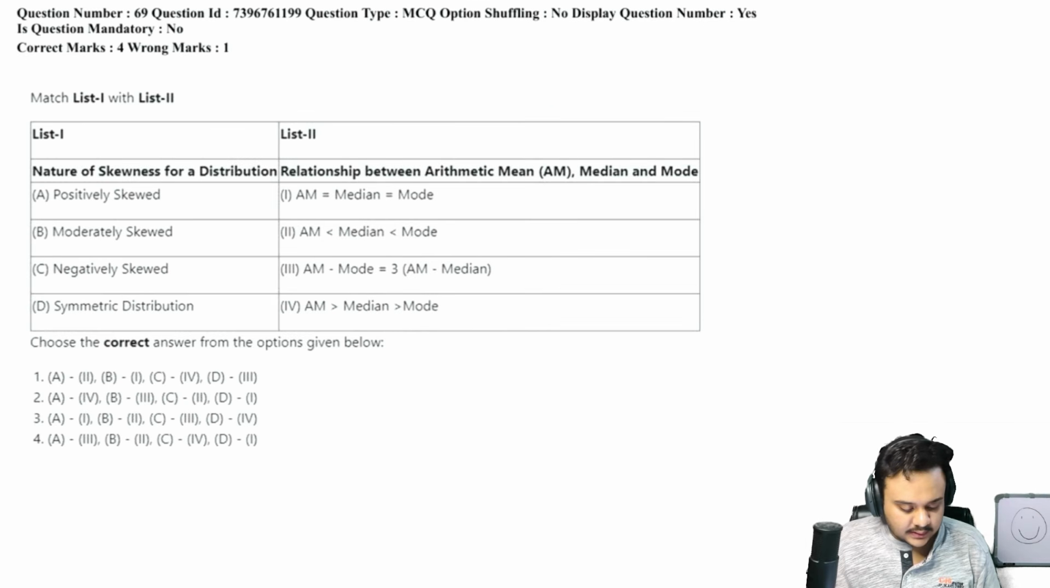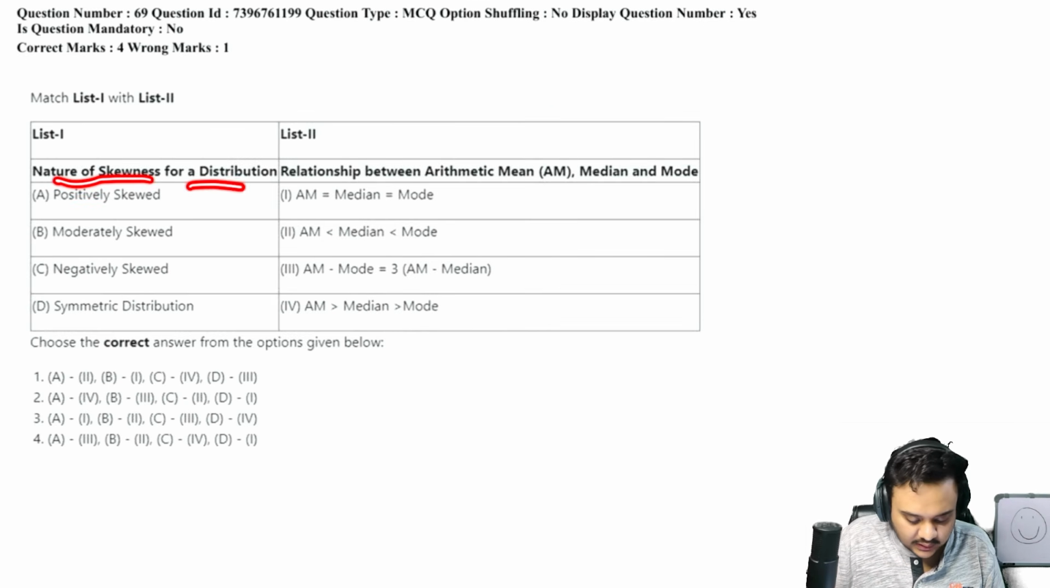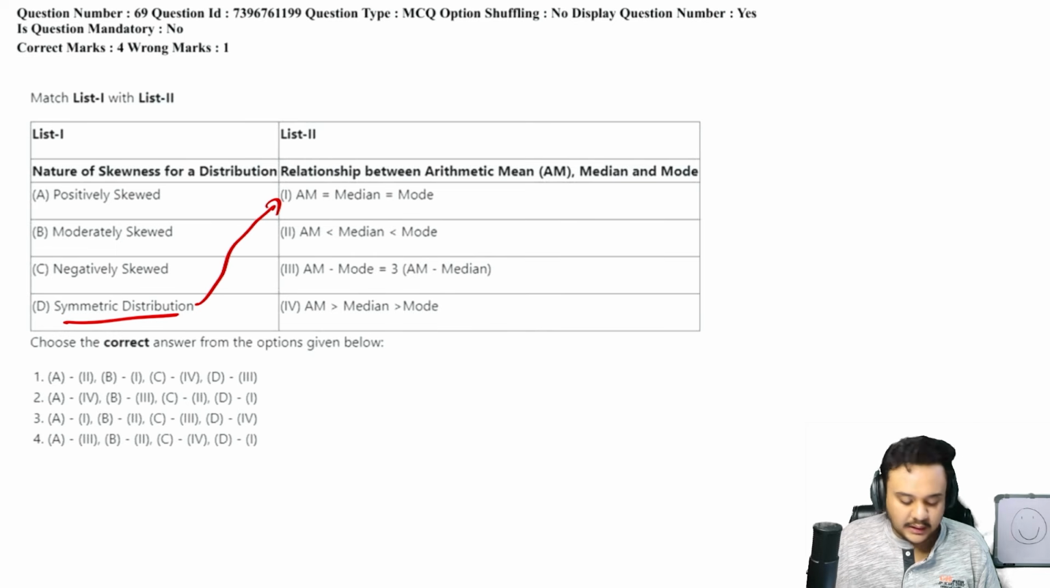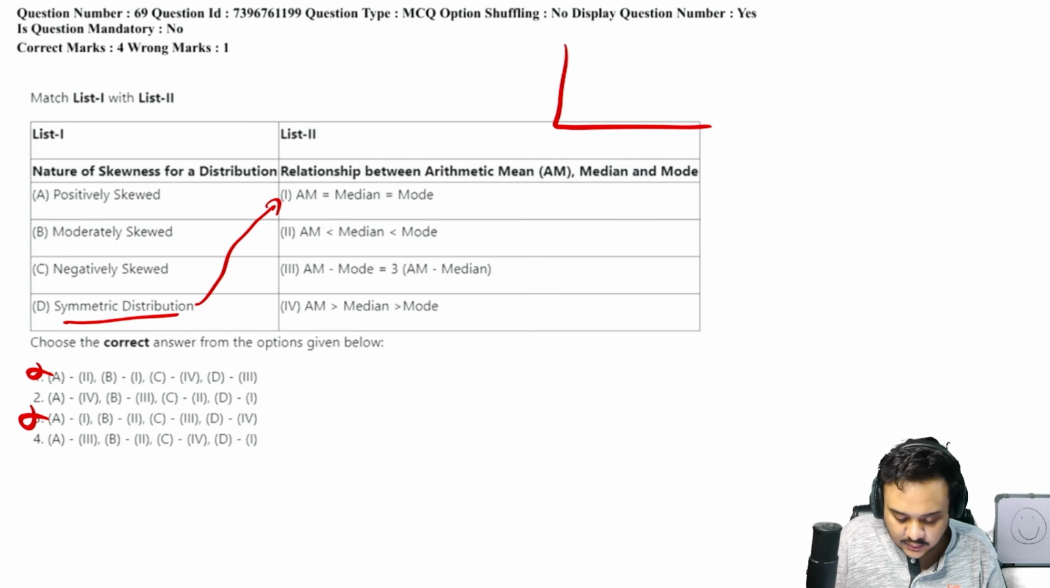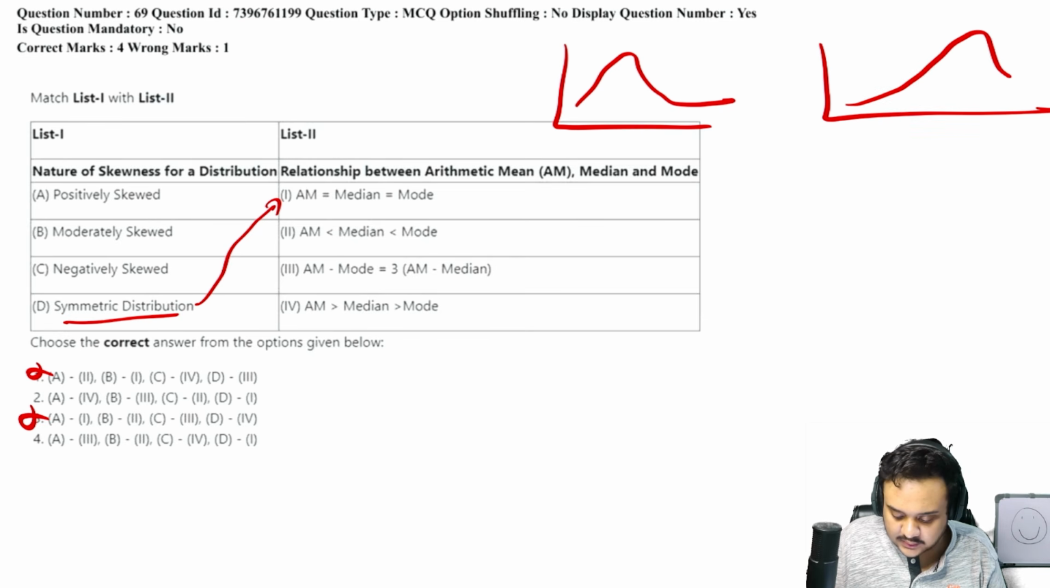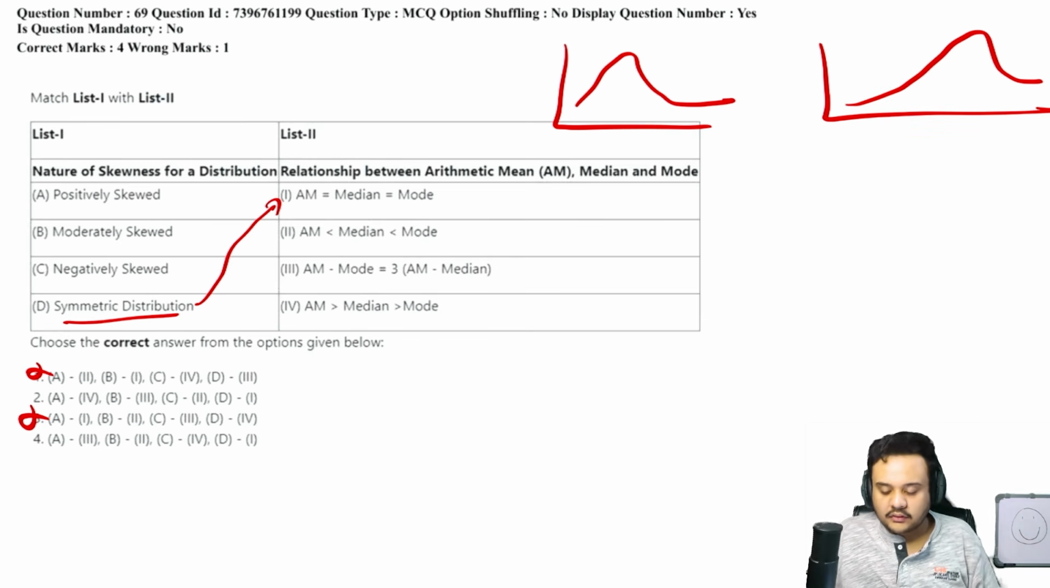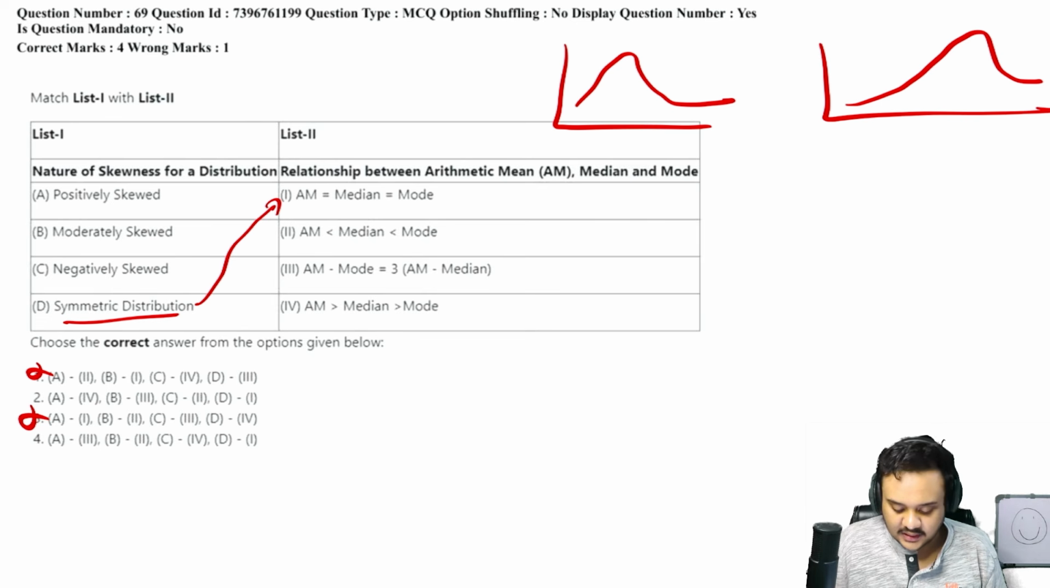Then 69th question, you have the nature of skewness for a distribution and the relationship between mean, median and mode. So you already know that when you have a symmetric distribution, all of these are equal. Mean is equal to median is equal to mode. So D is 1. Match D with 1, you can cut these two. Then just draw the graph, you already know how to draw it. When you have a negatively skewed distribution and a positively skewed, which one of these is negative and which is positive? So this is positive and this is negative, right?